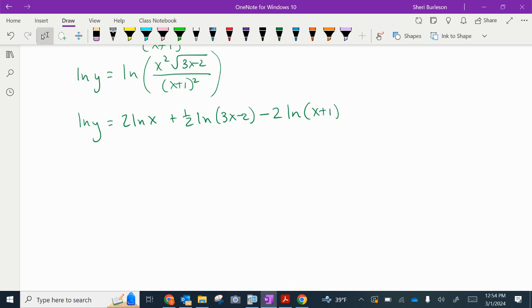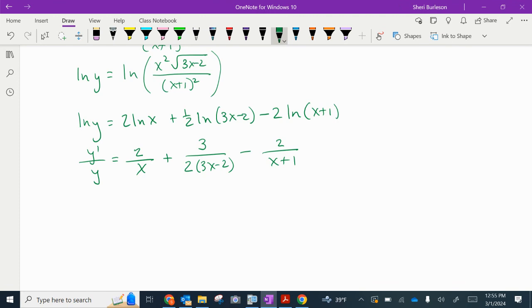Okay. So now I'm going to take the derivative. I'm going to do implicit differentiation, the derivative on each side. So I've got y prime over y here. And here I have 2 over x. Derivative of ln of x is 1 over x. And I multiply that by 2, I get the 2 in the numerator. And then this is 1 over 2 times 3x minus 2 times the derivative of the inner function, which is 3. Derivative of 3x minus 2 is 3. And then I have minus 2 over x plus 1.